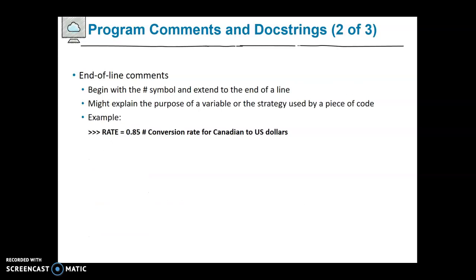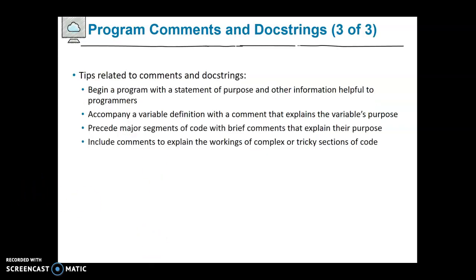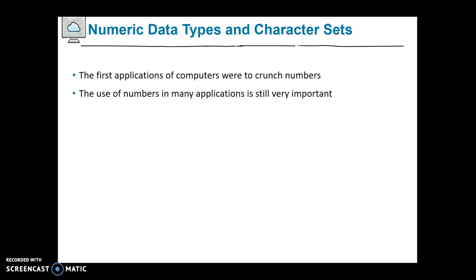End of line comments begin with the number symbol and extend to the end of the line. Kind of like right here. So it's showing you rate, and then it's telling you here the conversion rate of Canadian to US dollars. Just letting you know what this rate is. Tips related to comments and docstrings. You can go ahead and look through those.